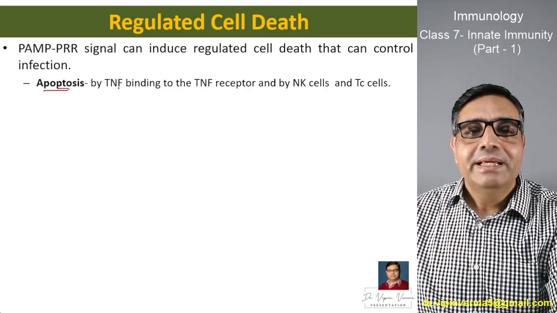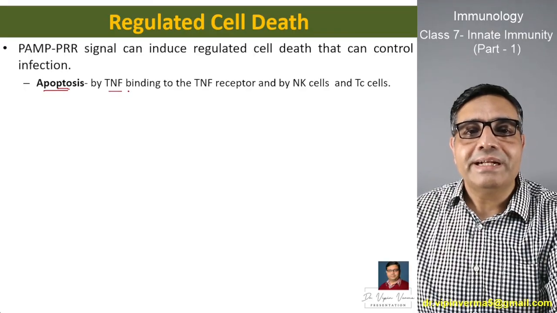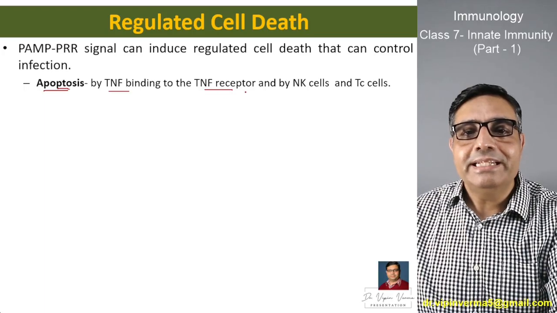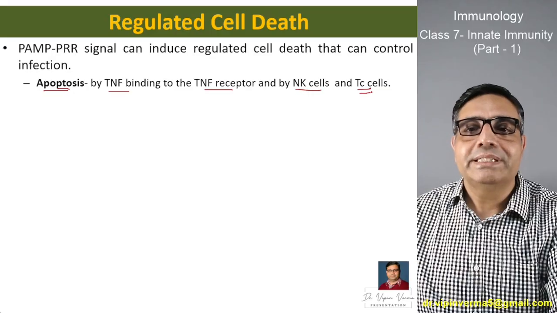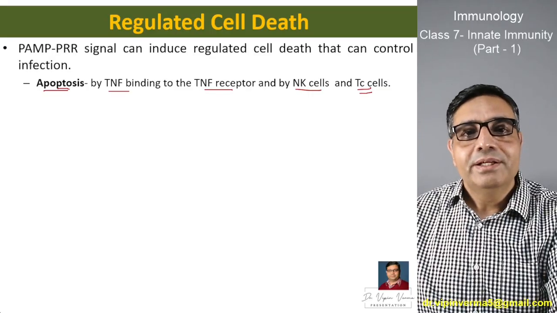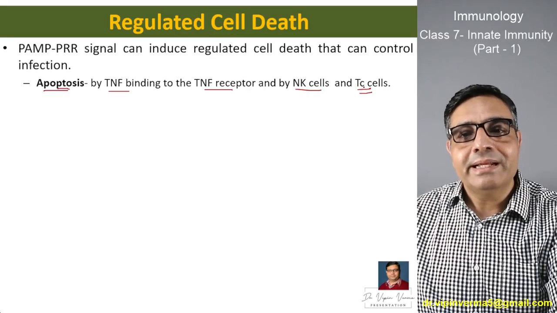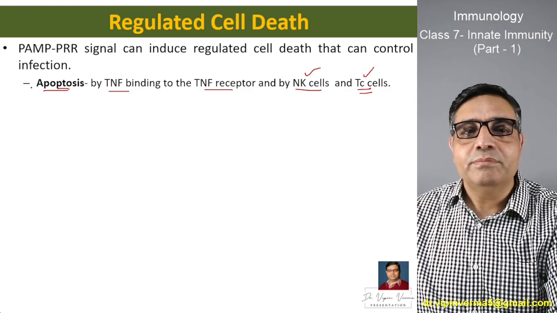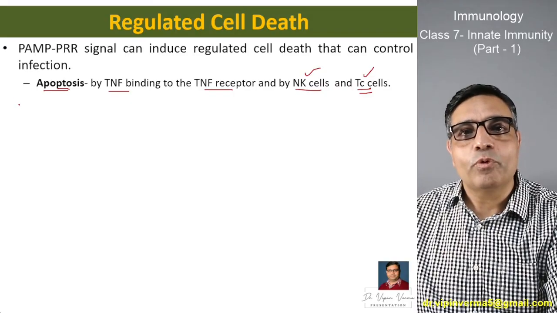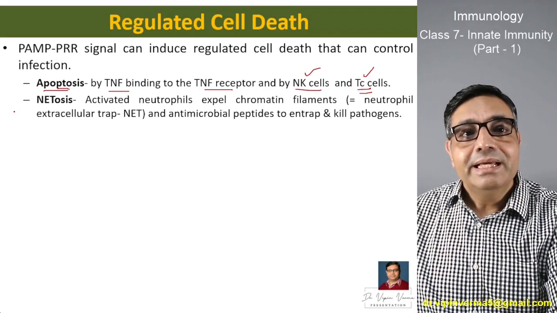Apoptosis is by tumor necrosis factor binding to the TNF receptor, and it is mediated by natural killer cells and T cytotoxic cells. Okay, so this can control infection. Our natural killer cells and TC cells can kill the cells using the TNF, and this mechanism is known as apoptosis, or programmed cell death.